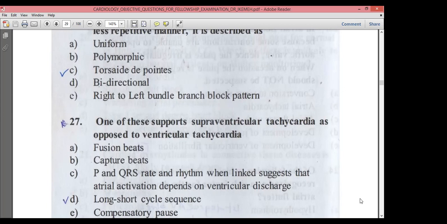Okay. For bidirectional, the variation is in QRS axis. For example, the first axis will be positive, the next one will be negative, the next one will be positive, the next one will be negative. So the axis varies. But this one, he's saying the QRS wave contour varies in a repetitive manner. Yeah, you've hit the nail on the head for me. Thank you. Yeah, you're welcome.